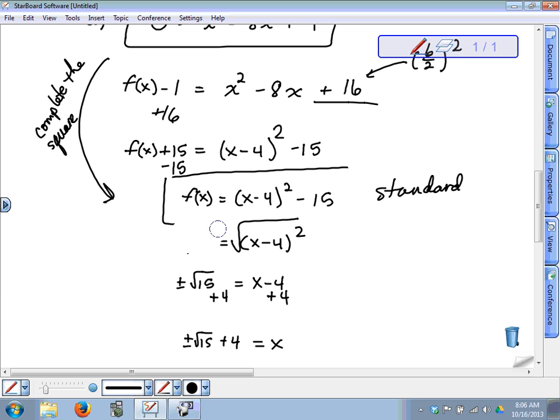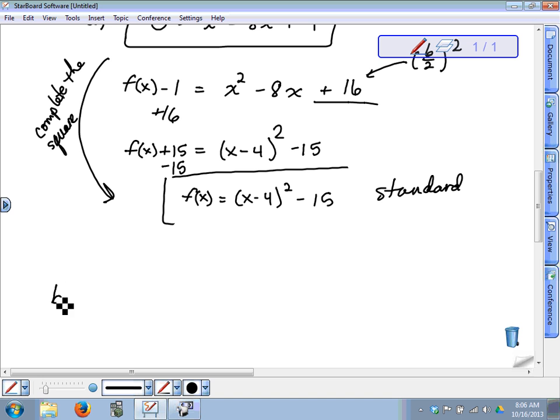Let's have you guys try one of these, not solving the equation, but writing it in standard form. Let's do part B. Do this one on your own. y equals x squared plus 12x minus 9. Write that one in standard form.